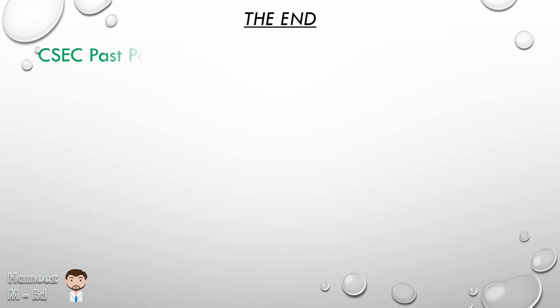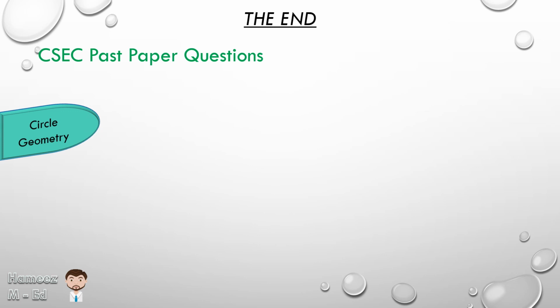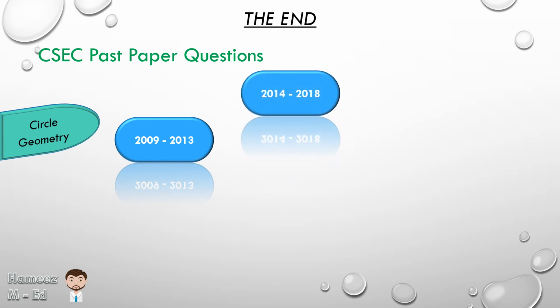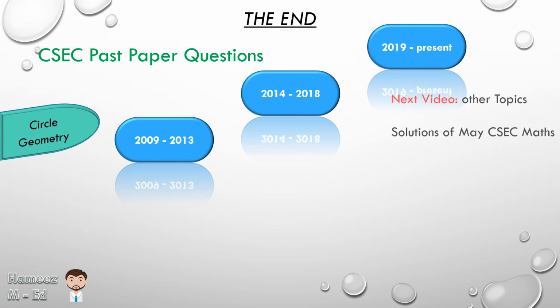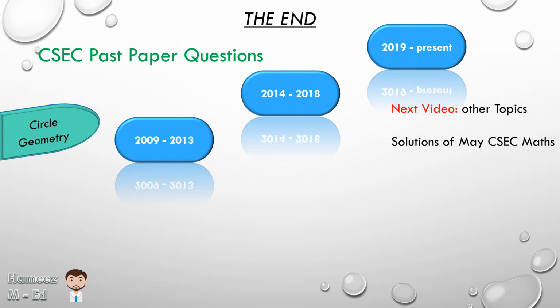We've now come to the end of CSEC past paper questions in the topic of circle geometry. In our first video in this series, we looked at past paper solutions from May 2009 until 2013. Our second video dealt with past papers from 2014 to 2018. And in this video, we've looked at the solutions from 2019 until the present. Our next video will look at other topic solutions of Maths CSEC.